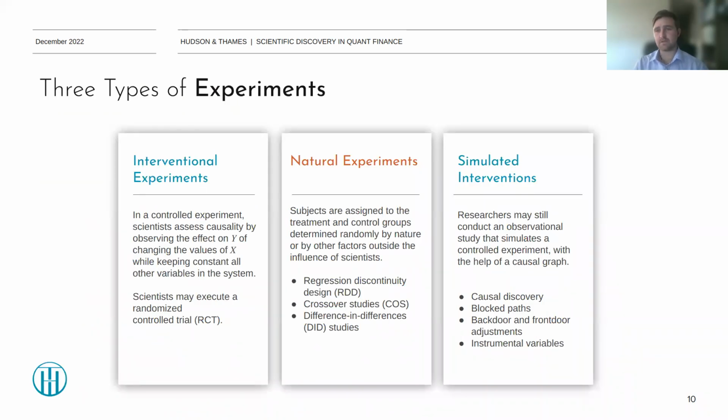And then there are basically three types of experiments that you can go through in the scientific process of building the theory. You can do one of these three experiments and prove them through the falsification step. So the first type of experiment is interventional experiments. That is when, in a controlled experiment, scientists assess causality by observing the effect on Y of changing the values of X while keeping constant the other variables in the system. That's again the concept of ceteris paribus that we also talked about earlier.